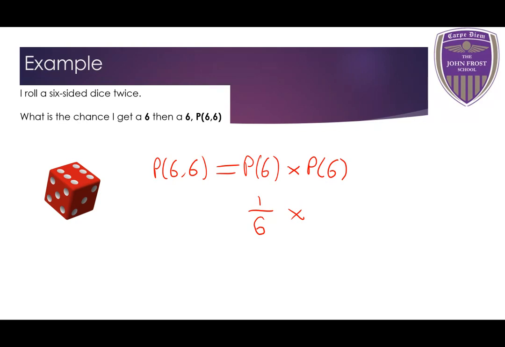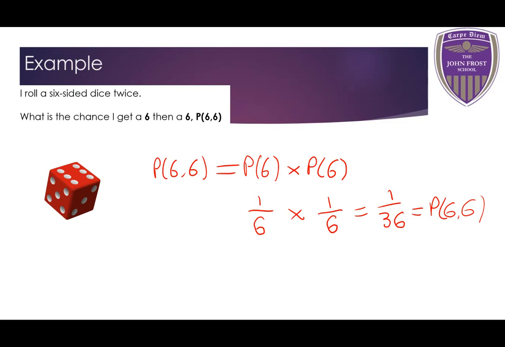And again, what's the chance of getting a 6 on a dice? Well, it's going to be exactly the same as the first outcome. There's only 1 6 on a 6-sided dice. Multiply these fractions together. 1 times 1 is 1. 6 times 6 is 36. So therefore, we're saying that there's a 1 in 36 chance of getting two sixes in a row, okay?